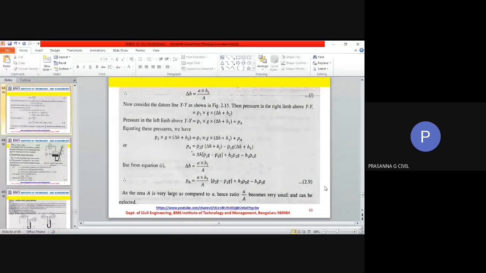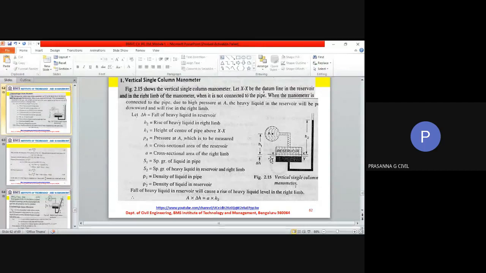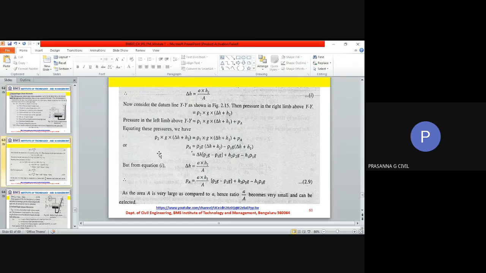Okay. And the pressure in the limb above YY. So this is the YY, the new drop place is YY. So pressure in this limb will be because of H2 plus this delta H, which is the distance between the X and Y datum. So coming back here, the pressure in the right limb above YY will be, because that fluid is manometric fluid, it is rho 2 G into delta H plus H2.